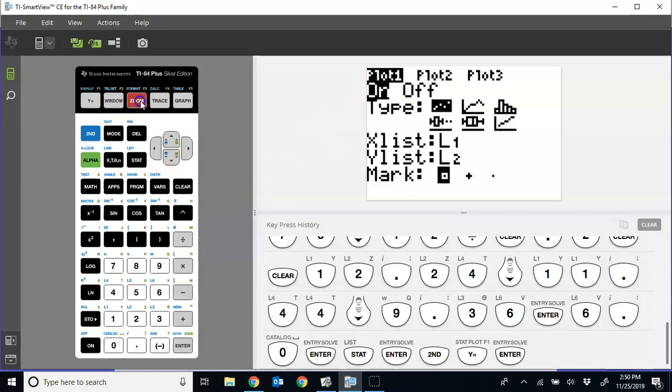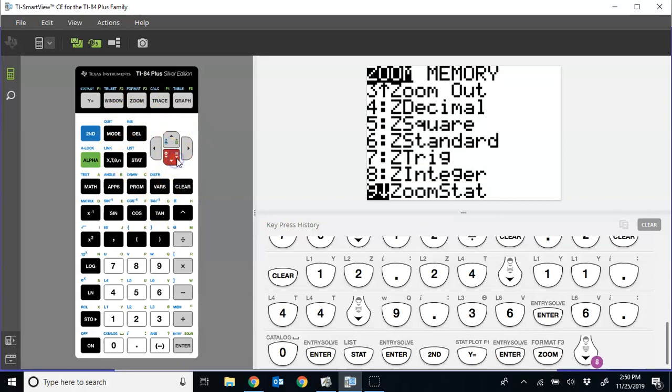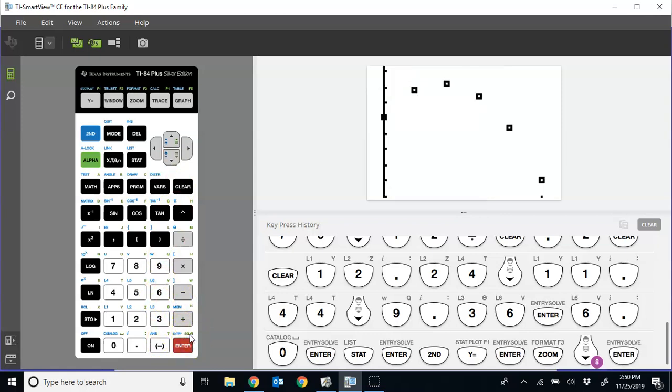Then I go to zoom and I go to zoom stat. I plug the points into stat, and I go to zoom in on them with zoom stat. There we go. So there's my parabola. Notice on the calculator, it kind of zooms it out a little bit so it looks more like what it might actually physically look like. But remember, the x-axis is still time, not distance.